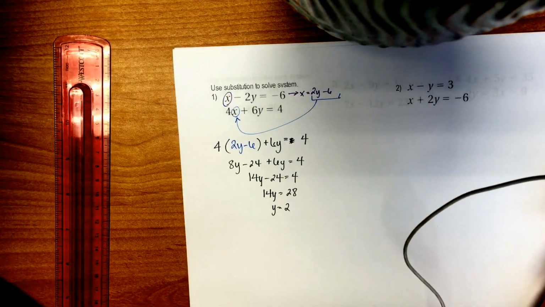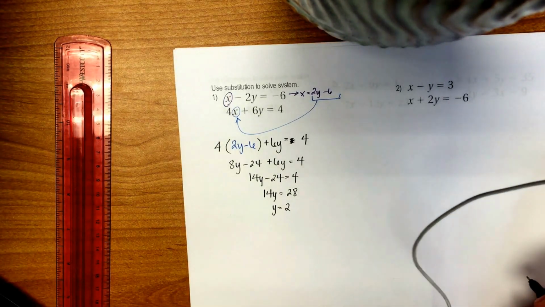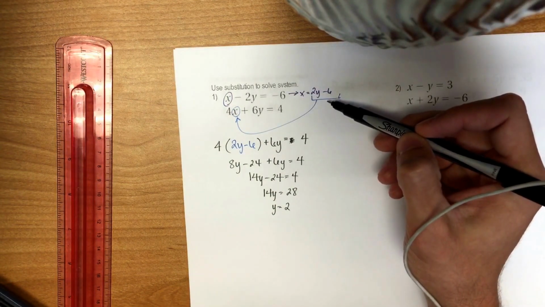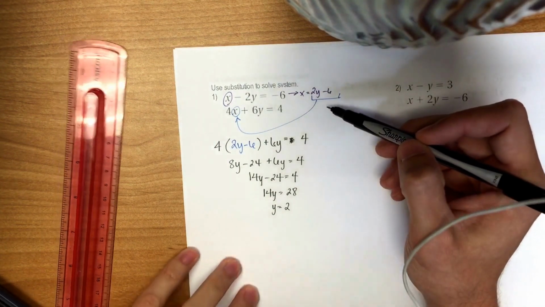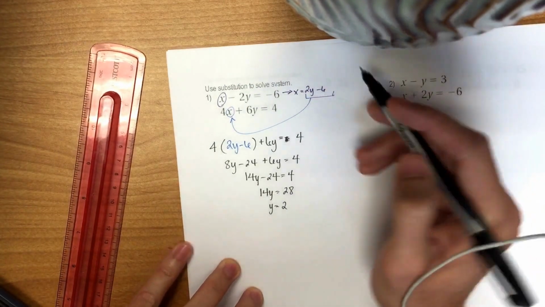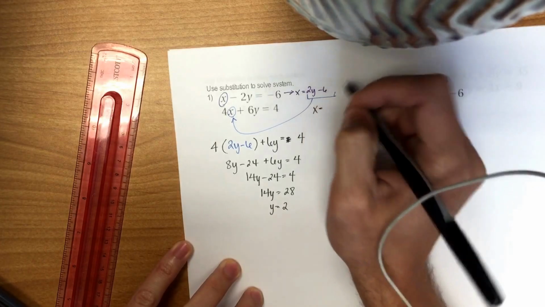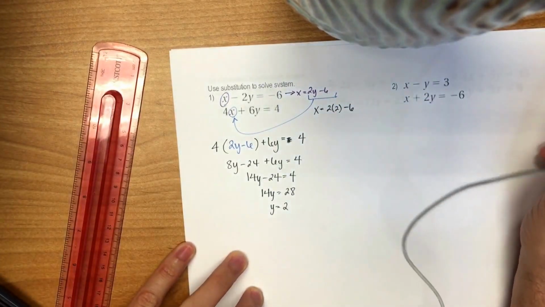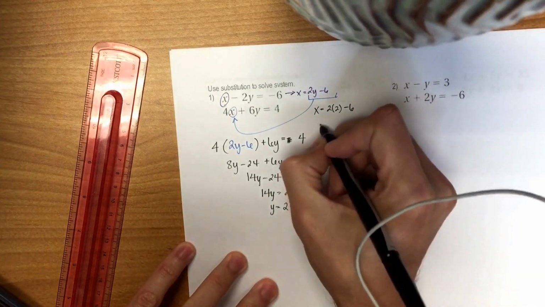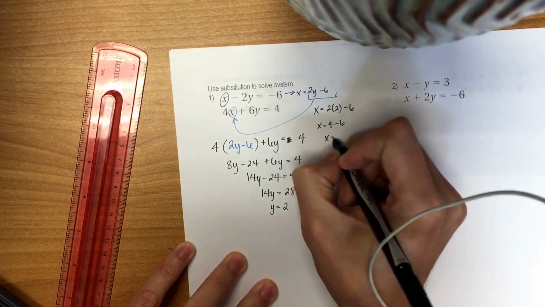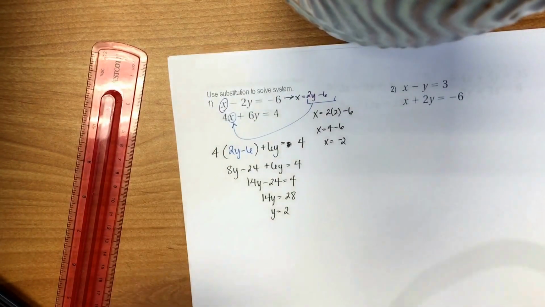Now, once I have that y value, I have to go back and find my x value. And I'm going to do that by plugging it back into my equation up here that's solved for the variable I'm looking for. I'm trying to find x, so let's plug the y into the equation that's already solved for x. So if I plug that right in there and simplify, I've got x equals 4 minus 6, which is going to give me an x value of negative 2.